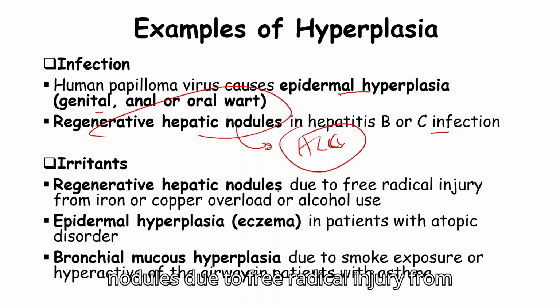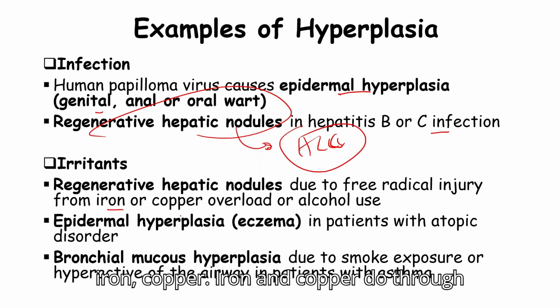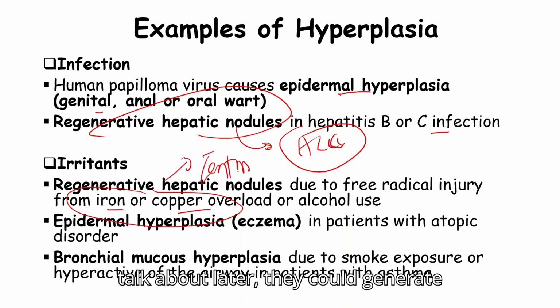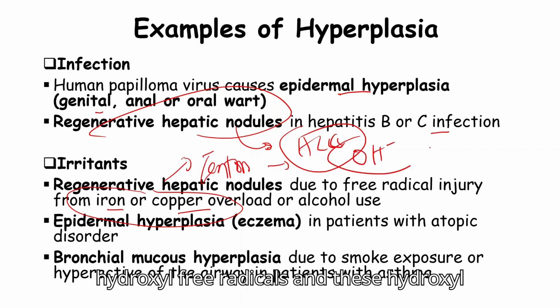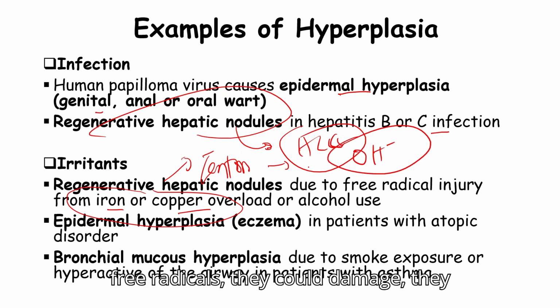Moving on to irritants. So regenerative hepatic nodules due to free radical injury from iron and copper, right? Iron and copper, through the Fenton reaction, which we're going to talk about later, could generate hydroxyl free radicals. And these hydroxyl free radicals could target the DNA and damage the cell membrane, and that could lead to what? Free radical injury.